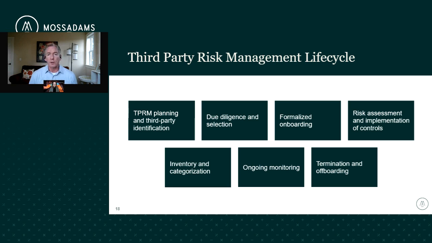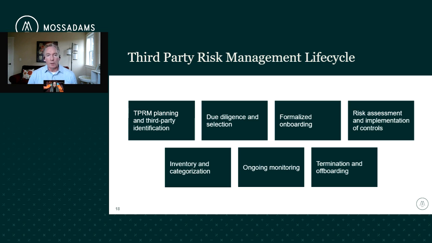Then there's the onboarding process, and here's the contracting piece. One thing that I always want to mention is really ensuring that you've got service level agreements established, and then making sure that those are being met by the vendor as part of your ongoing monitoring. The risk assessment and implementation of controls. So this is really where you understand the risk that the vendor might have in the environment. We'll talk a little bit more about that, but then ensuring that the controls are in place to help mitigate that risk. We've got inventory and categorization.